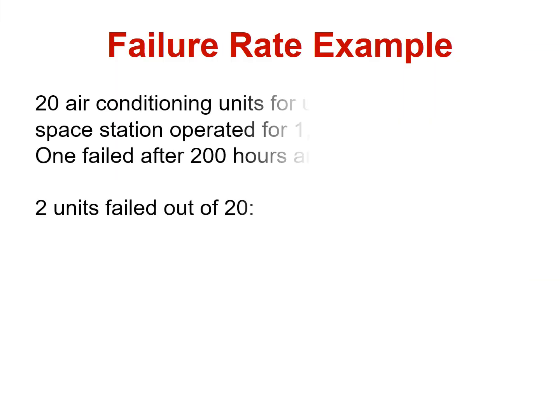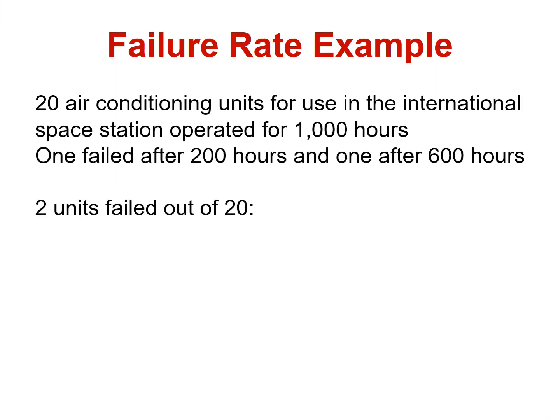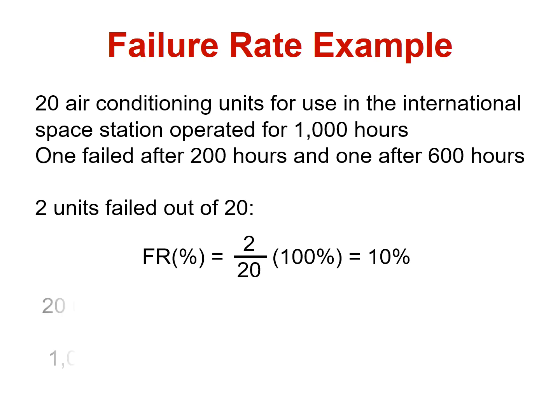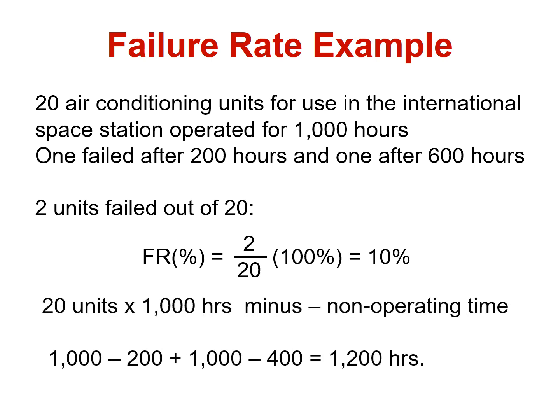So let's look at an example. 20 air conditioning units for use in the International Space Station operated for 1,000 hours. One failed after 200 hours, and one failed after 600 hours. So 2 units failed out of 20 means that 2 divided by 20 times 100% equals 10%. 20 units times 1,000 hours minus non-operating time. And that would be 1,200 hours. So between the 2 units, we had 1,200 hours.